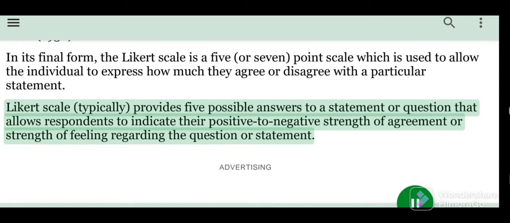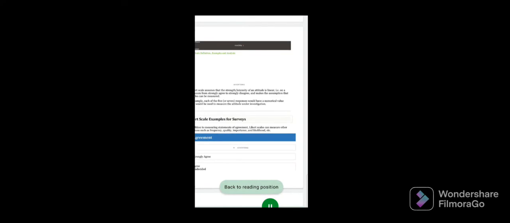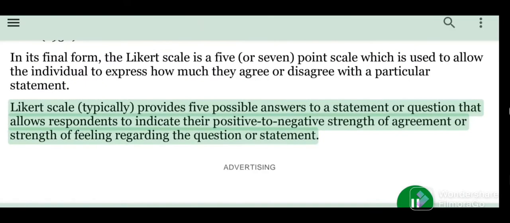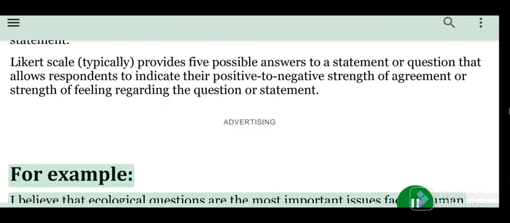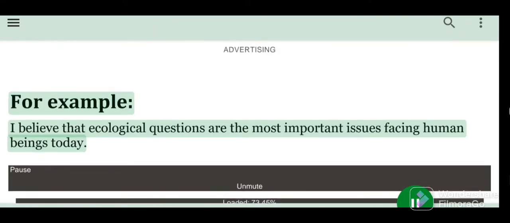A Likert scale typically provides 5 possible answers to a statement or question that allows respondents to indicate their positive to negative strength of agreement or strength of feeling regarding the question or statement. For example, I believe that ecological questions are the most important issues facing human beings today.